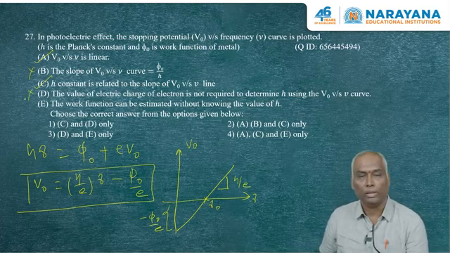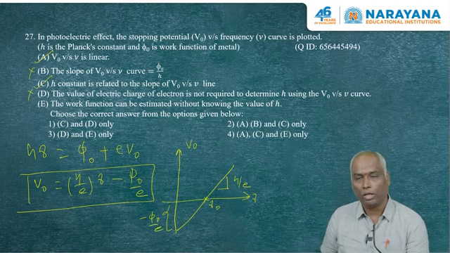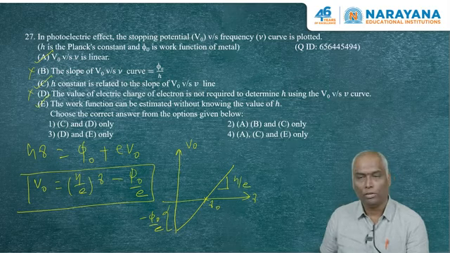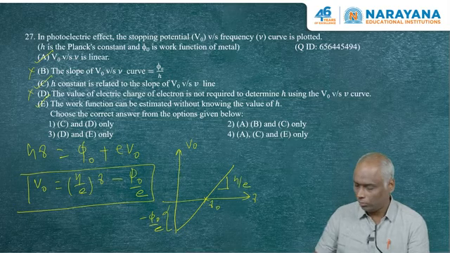And the last statement: the work function can be estimated without knowing the value of h. Of course, the y-intercept is minus phi naught by e, so without knowing the value of the slope, we can calculate it. So statement E is correct. If you look at all the options, option 4 is the most appropriate.